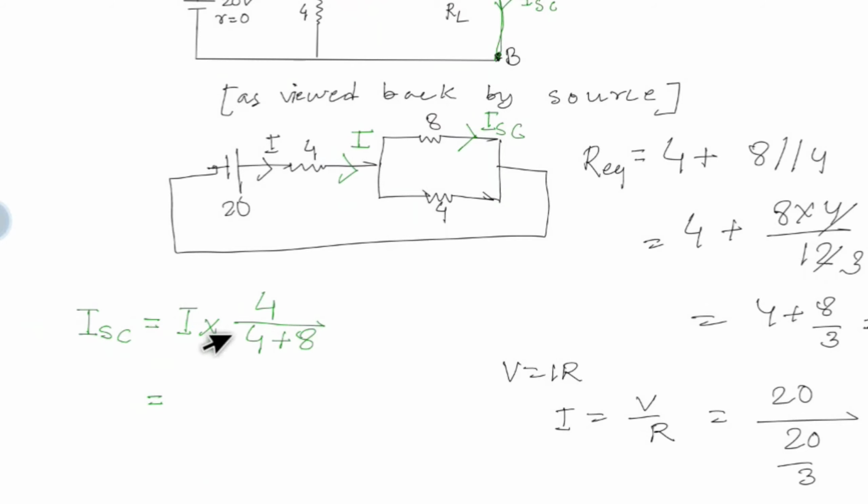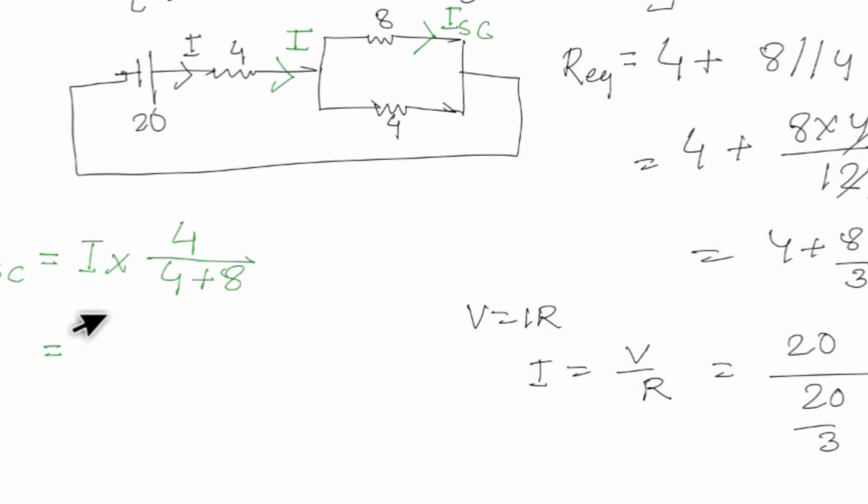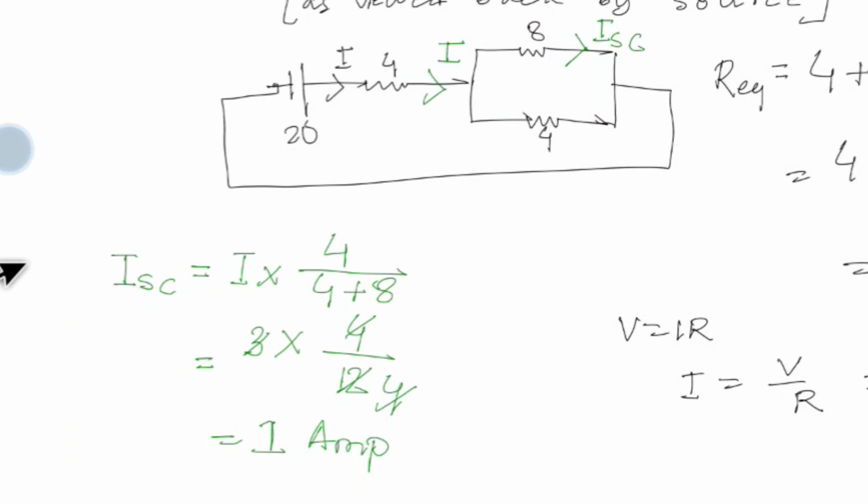Here I is the current, that is 3 ampere. So 3 into 4 by 4 plus 8, that is 12. So this is our short circuit current, ISC, or you can say the Norton's current, IN.